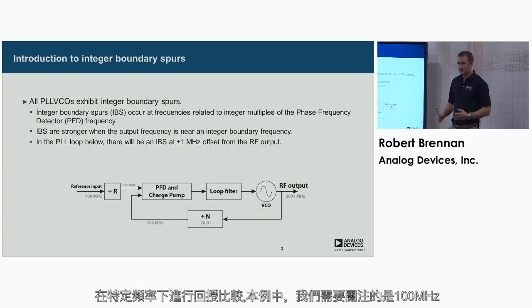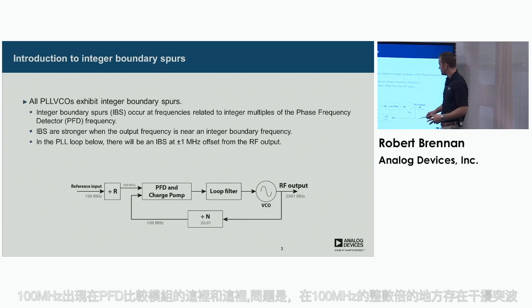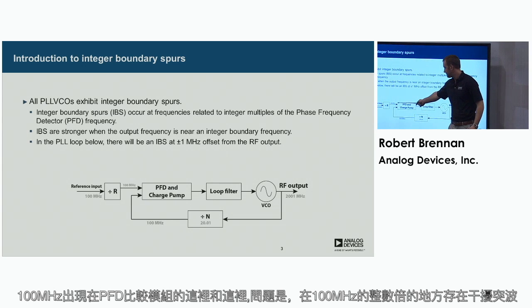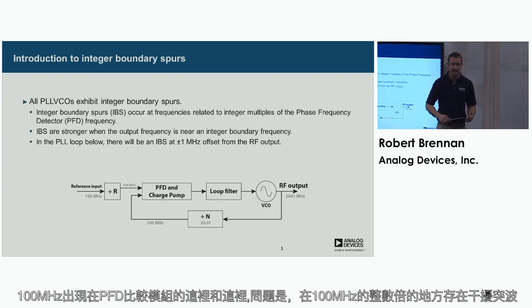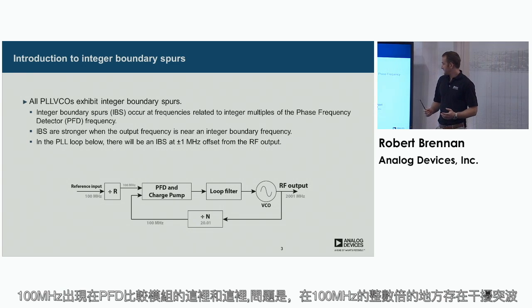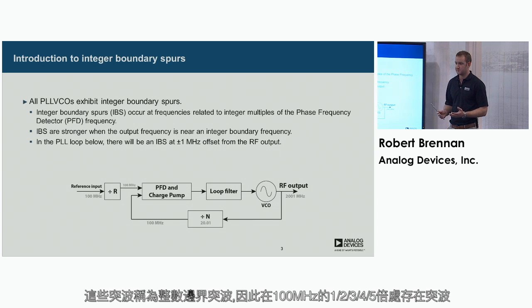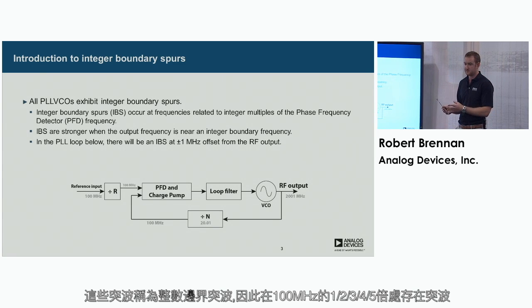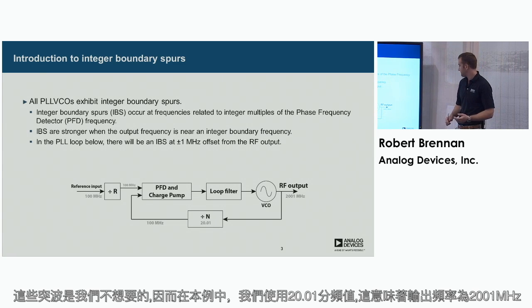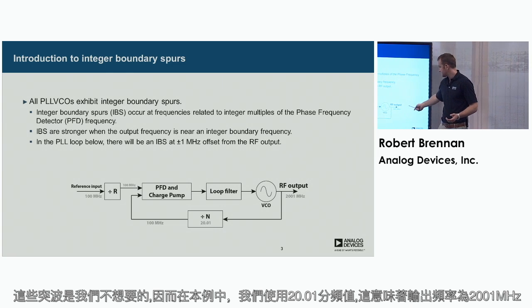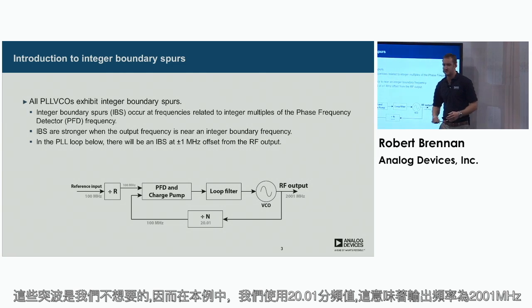The comparison of the feedback is done at a certain frequency. So in this case, we're looking at 100 megahertz. We have 100 megahertz coming in here and here to the PFD comparison block. The issue is that at integer multiples of that 100 megahertz, we have unwanted spurs. These are called integer boundary spurs. So at 1, 2, 3, 4, 5 times 100 megahertz, we have a spur, and we don't want that. So in this case, our divider is 20.01.